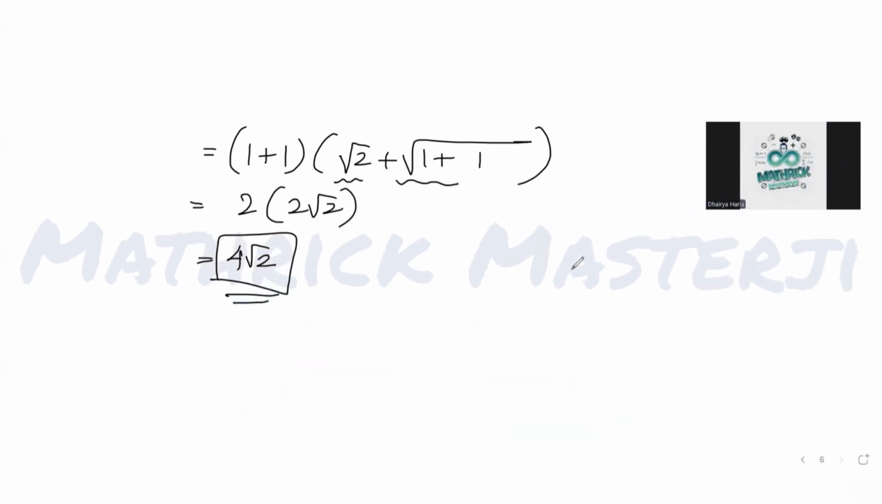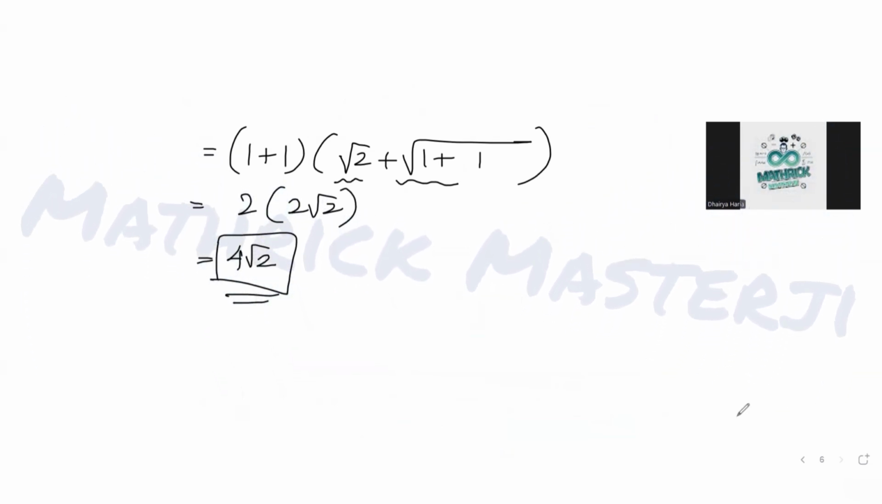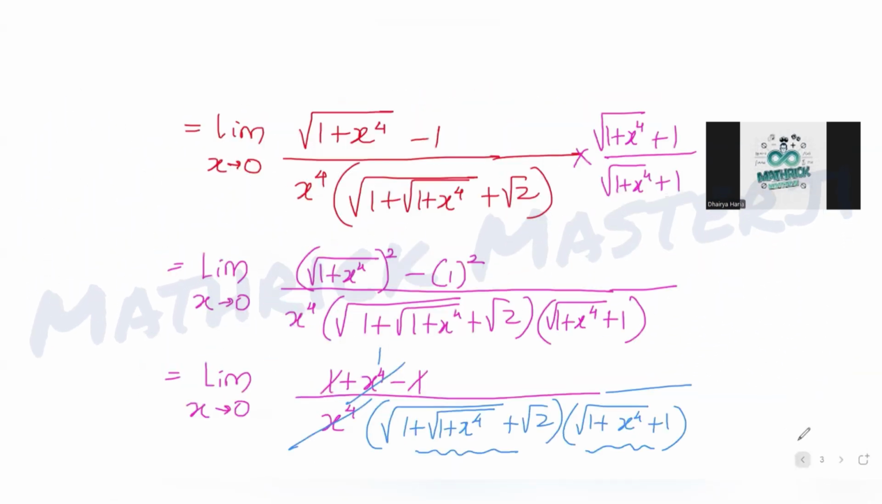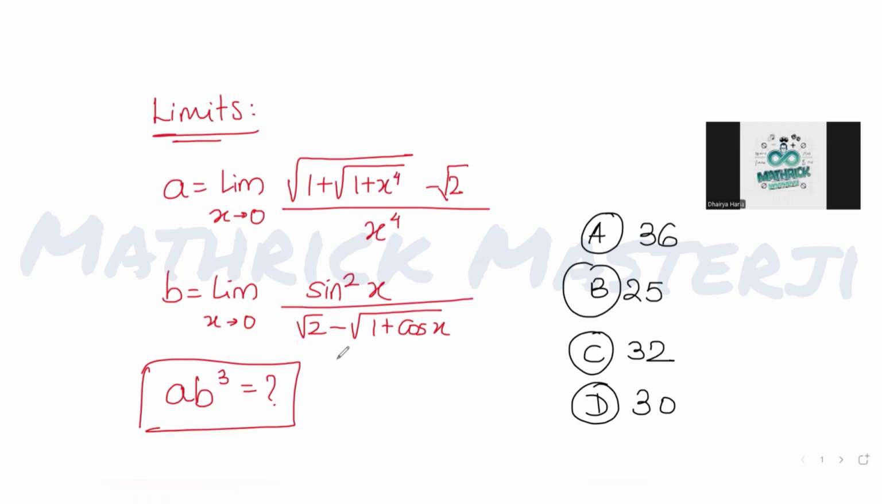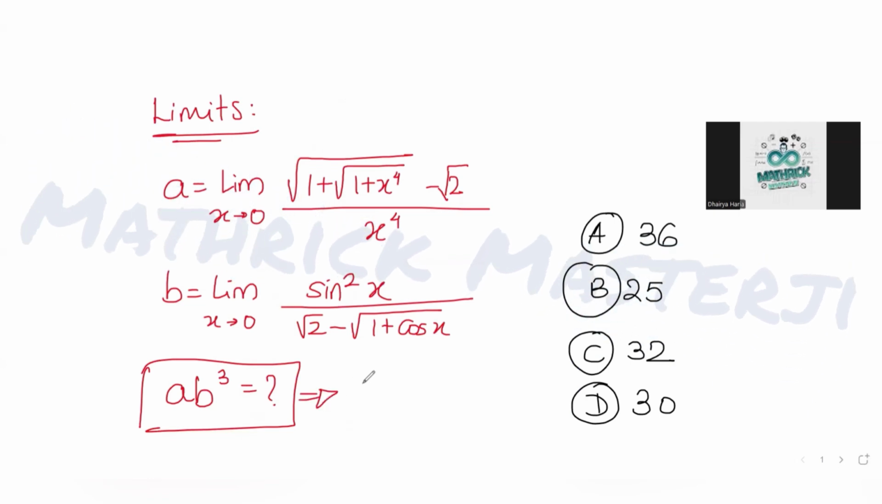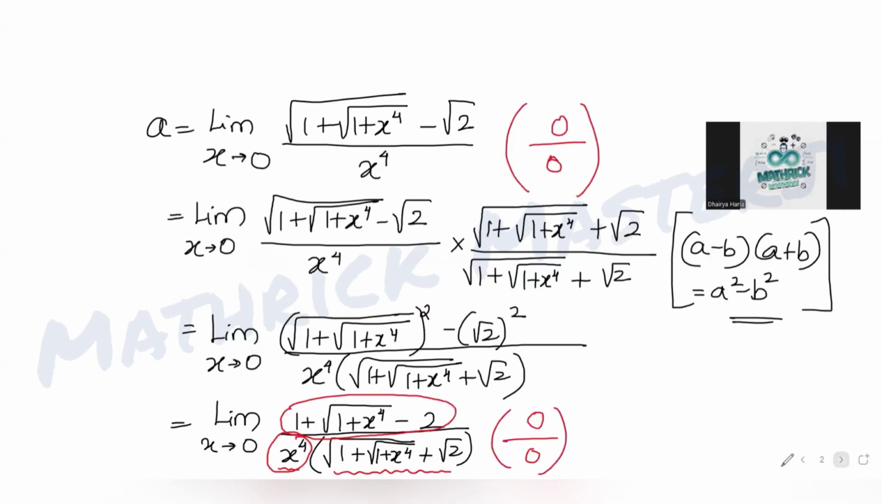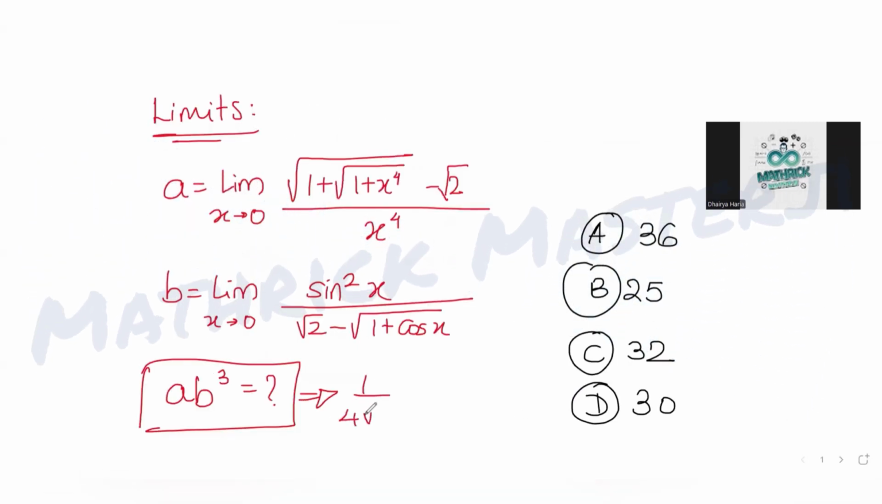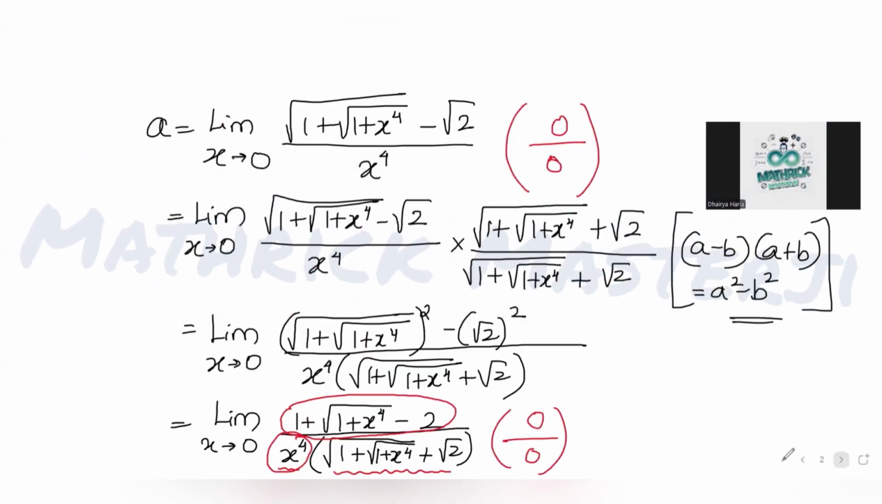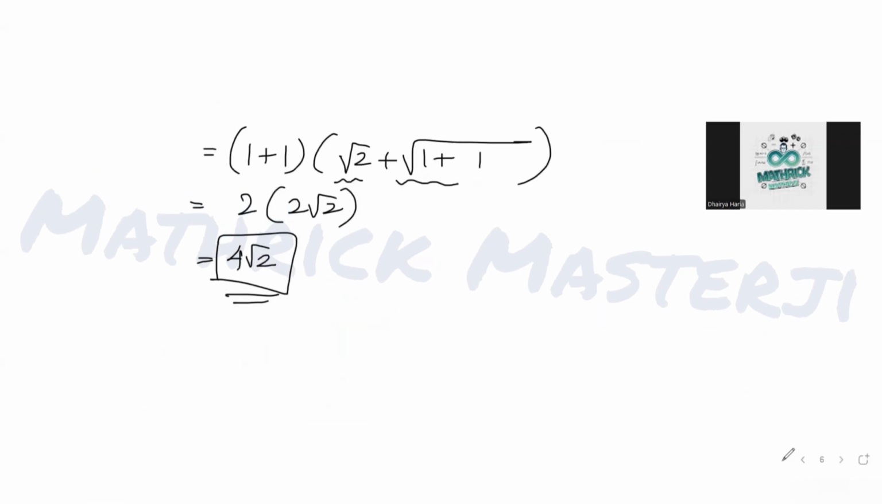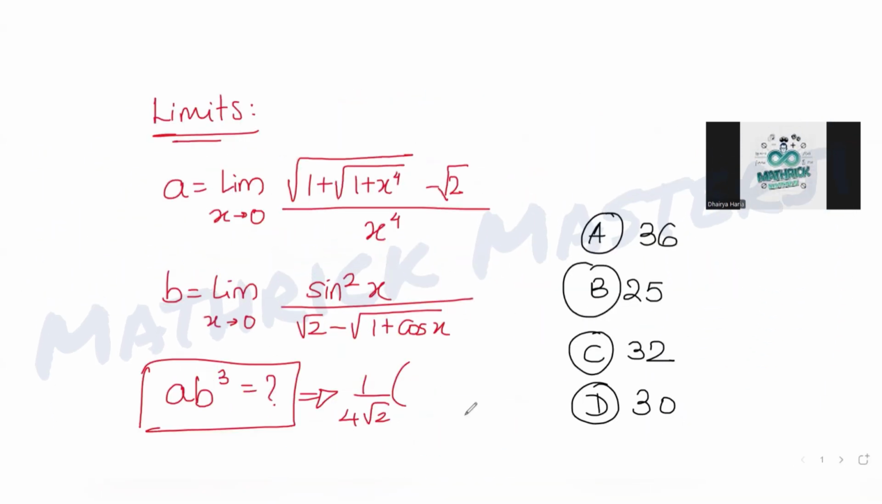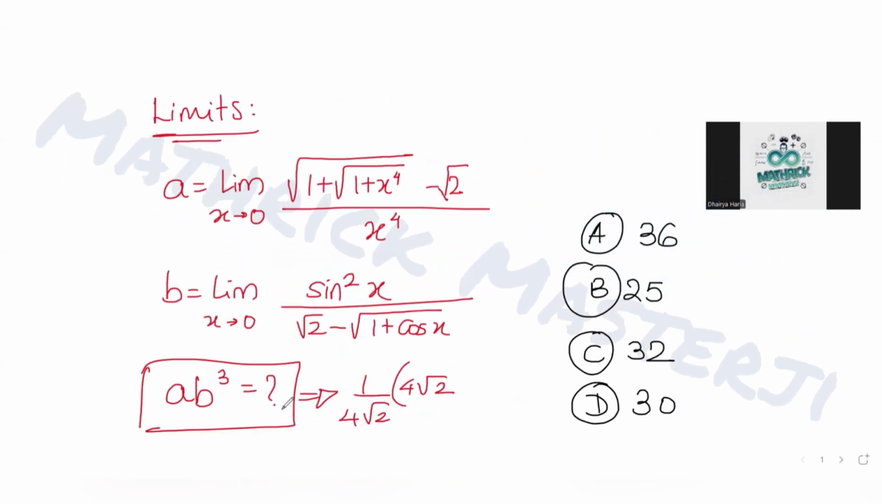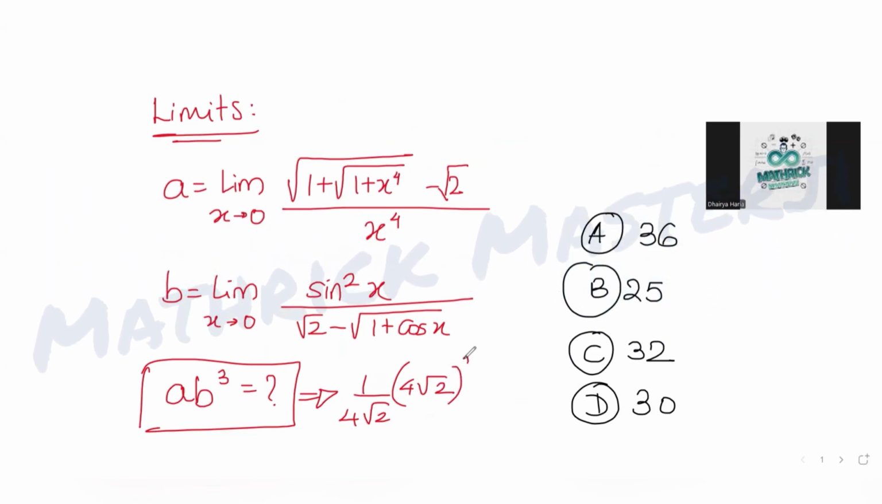So I have a with me, I have b with me now. Once I have a and b both, I can just use the value of the expression that they have asked us to figure out. So they have asked me to figure out a b cube. So if I figure out here only, a we've got it as 1 over 4 root 2, and b we have gotten here as just 4 root 2. So I have a as 1 over 4 root 2 and b is 4 root 2. But here they have told me to cube b, so I'll cube this b.